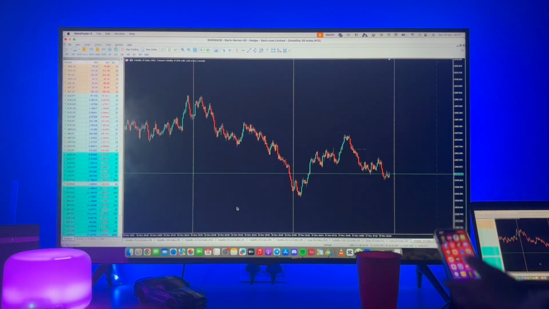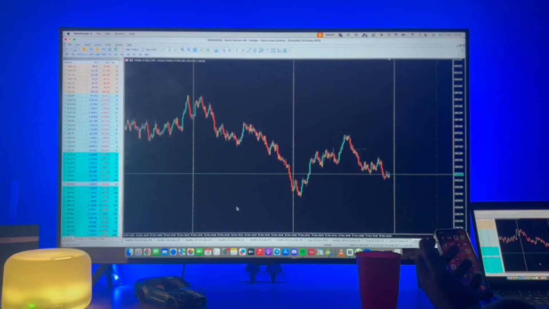And in today's video, I just want to share with you a trading strategy that I've been using for a couple of weeks now. It's very profitable and very effective, and I think it's worth sharing.